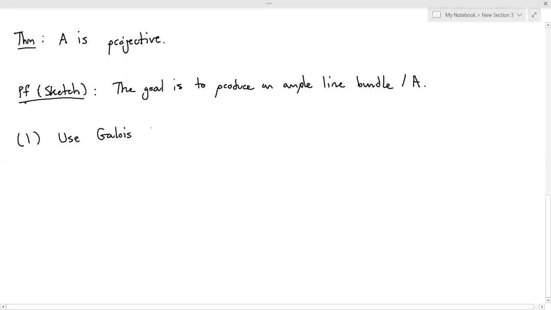So you first use Galois descent to reduce to the case K is K bar. This is a pretty routine thing to do. I think you shouldn't have too much trouble working it out by hand. If you've never worked with Galois descent, then you should definitely check out Brian Conrad's notes, which I have laid out in my notes, because he does a good job of explaining how that works. Okay, but we won't need to know the details here. All right, so we first reduce to the case where we have an algebraically closed base field.